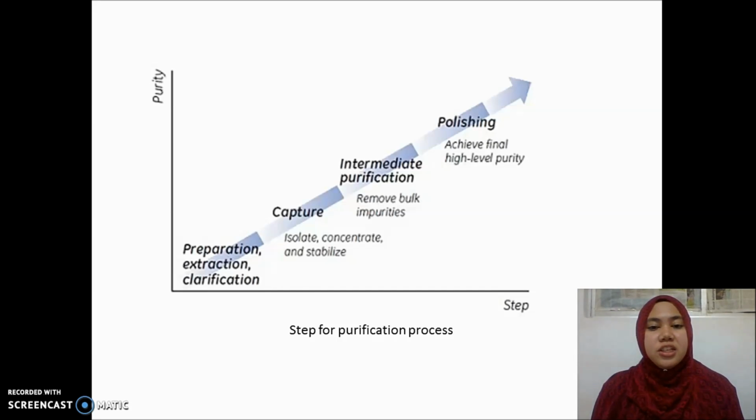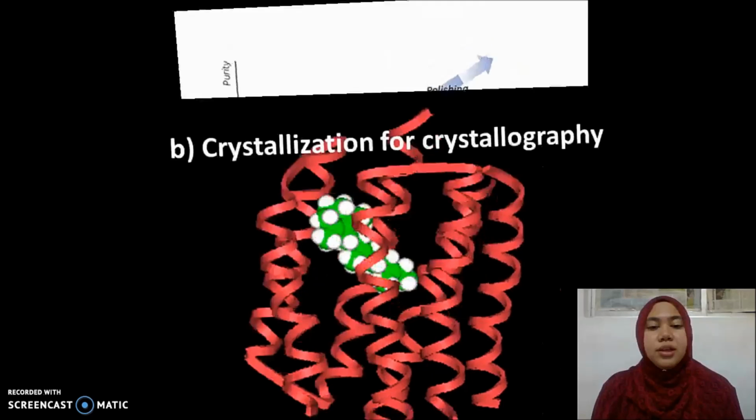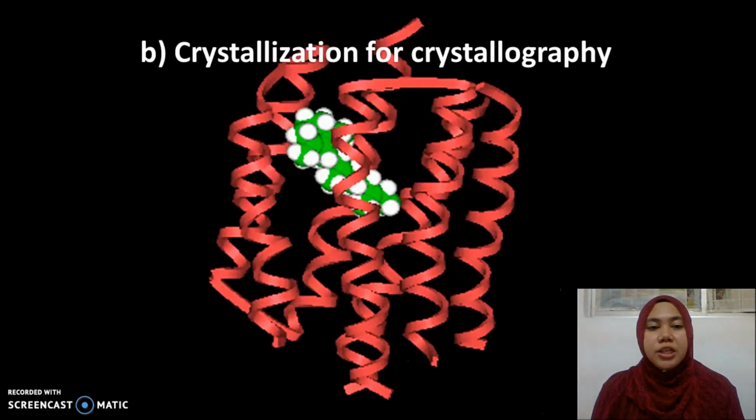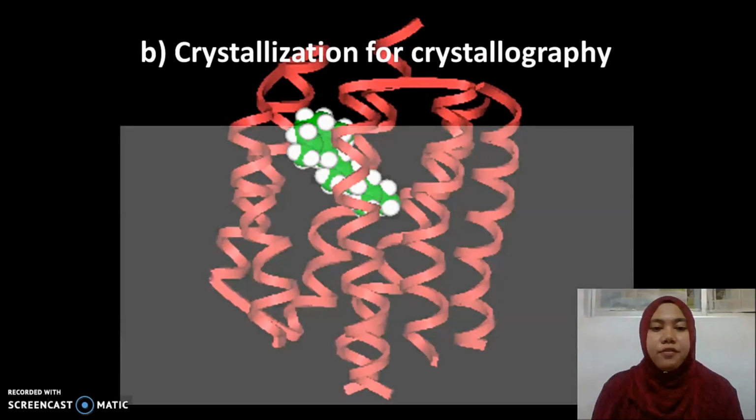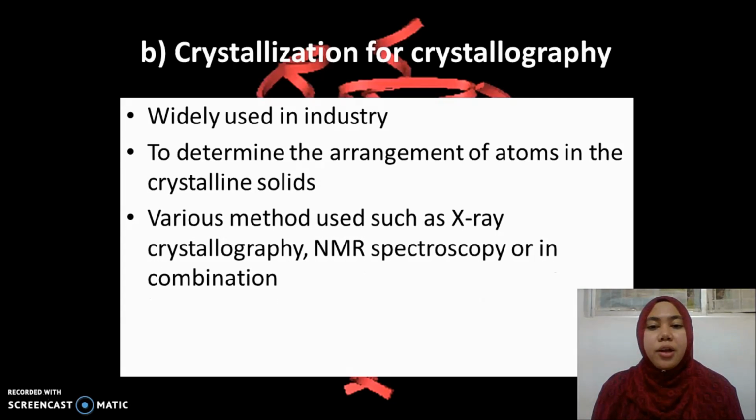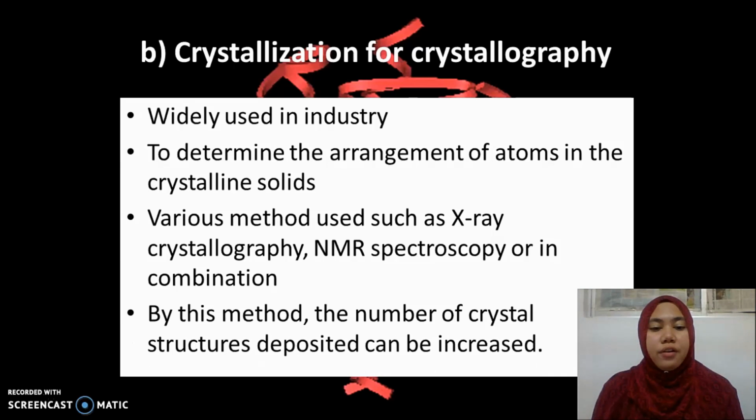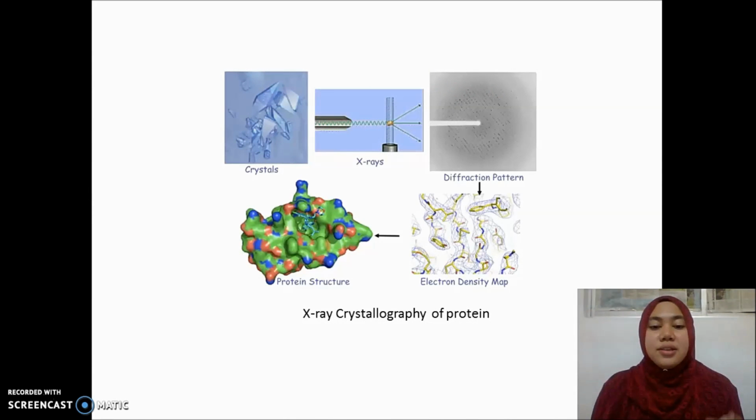We can see that the third stage is intermediate purification, where we remove all the impurities. The final application is crystallization for crystallography. It is used to determine the arrangement of atoms in the crystalline solid. We use various methods such as X-ray crystallography. This is an example of X-ray crystallography of a protein, where we can see the protein structure in 3D.